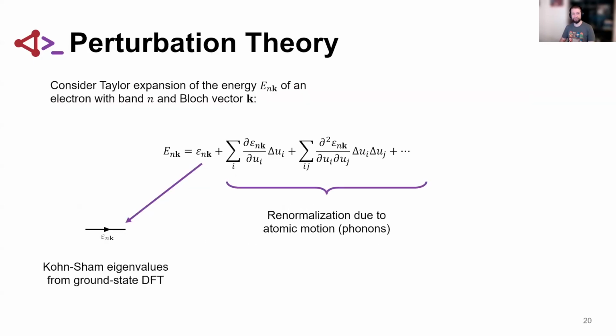All right, let's not waste time here. Here is a Taylor expansion of the total energy. So this is, sorry, not the total energy, it's the energy of a single particle that is fully renormalized by all electron-phonon effects. And this expansion has as zero order term just the Kohn-Sham eigenvalues that you get from a static DFT calculation in the ground state. So these are your typical DFT bands. And then you have contributions from first order, from second order, and also higher order in the atomic motion. So this is atomic displacements or phonons.